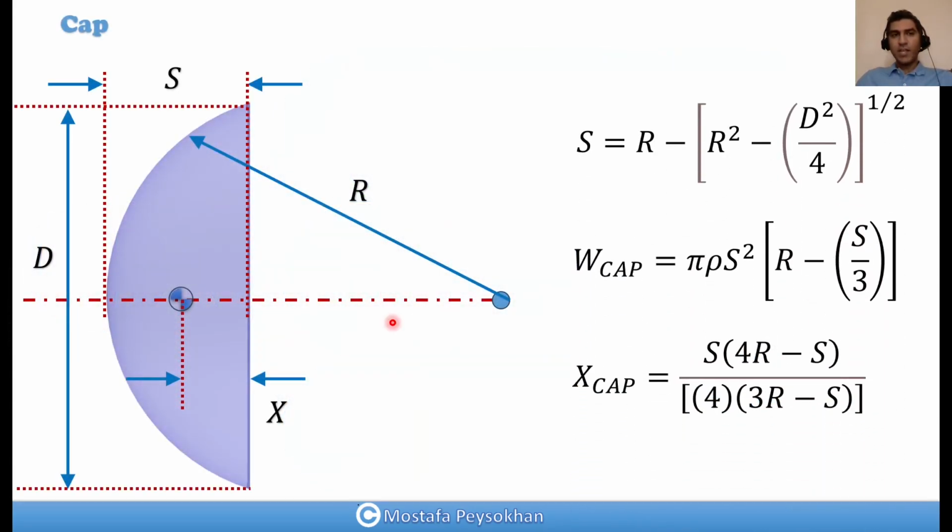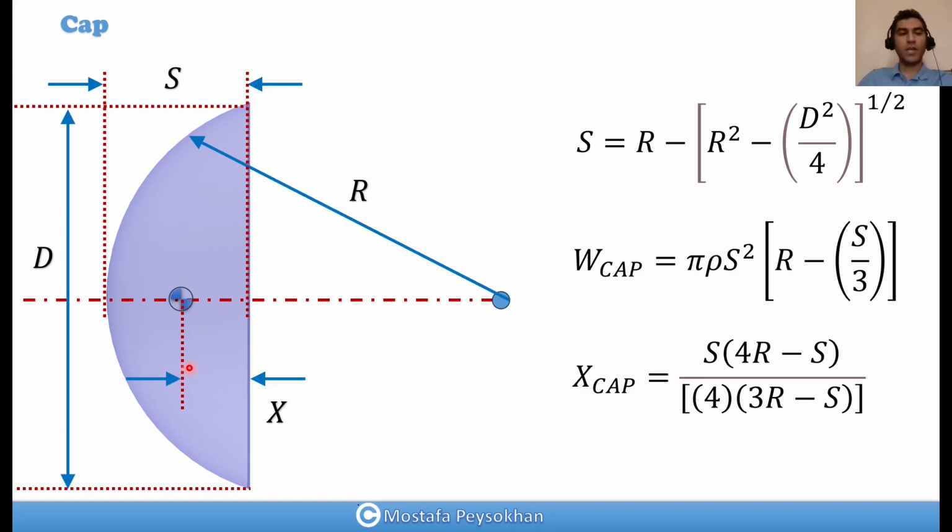And for each element, for example for the cap, we have some equations with which we can find the weight and the center of gravity. So for this cap, the diameter is d, the sagittal depth, which is the distance from here to the plano-convex segment of the lens, is s, and x is the center of gravity of this part, measured from the plano-convex side to the center of gravity. So this is very important.